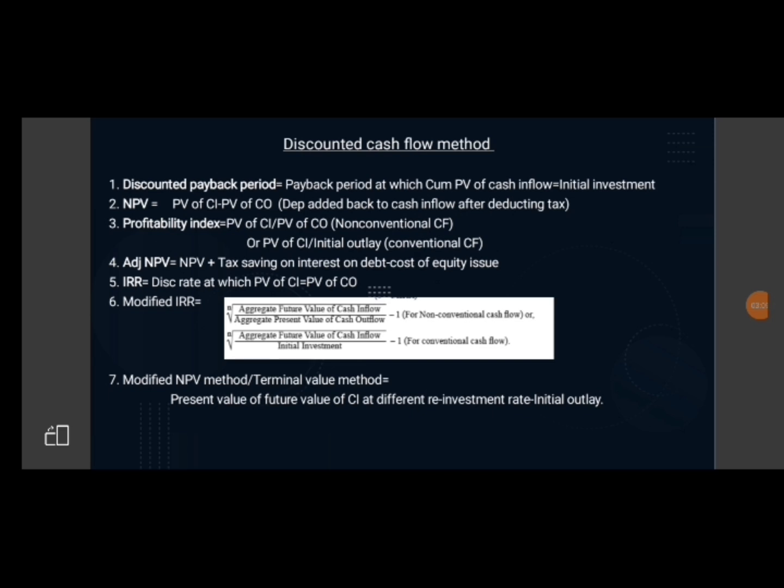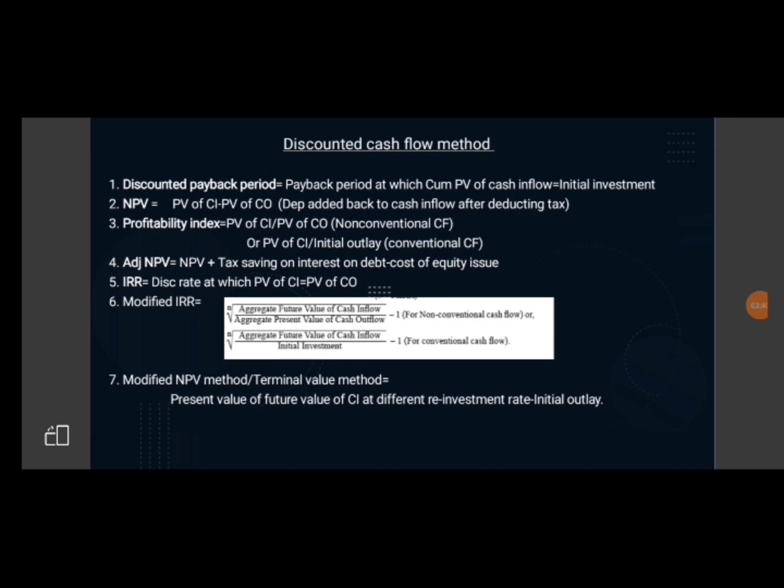Net present value is equal to present value of cash inflow minus present value of cash outflow. In this, we need to keep in mind that depreciation should be added back to the cash inflow after deducting tax. That is, we usually calculate tax after deducting the depreciation. Then after deducting the tax, we need to add back the depreciation amount to the cash flows.